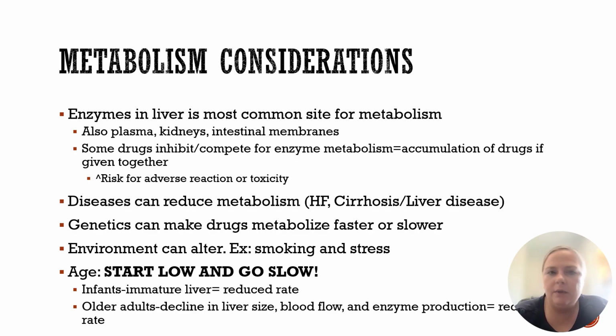So therefore, things that can affect the liver circulation can affect metabolization. So heart failure, cirrhosis, liver disease, genetics also plays a role in this. Environmental factors like if the person smokes or if they're stressed. And then age is a huge consideration. In fact, everything that we are going to talk about will have considerations for children and for older adults. A general rule, because their metabolization is going to be affected, we are going to start low, so we're going to have low doses and go slow. We'll slowly increase it until that therapeutic effect is achieved.